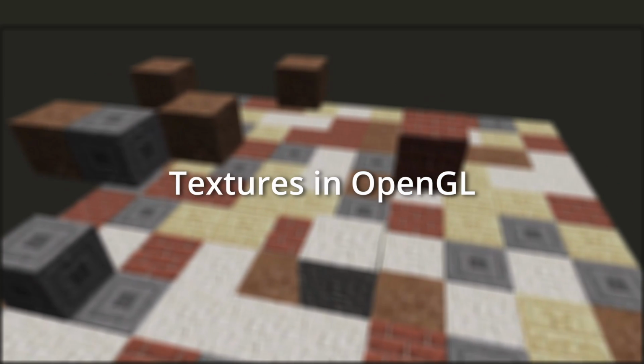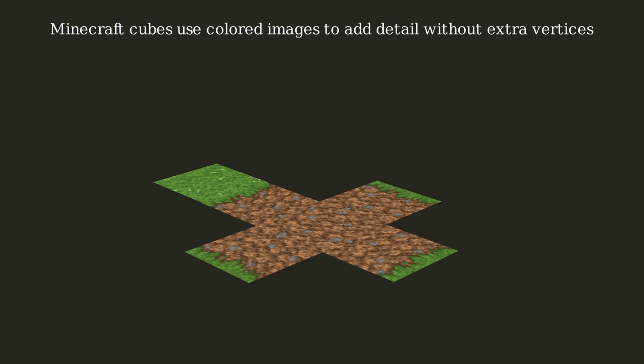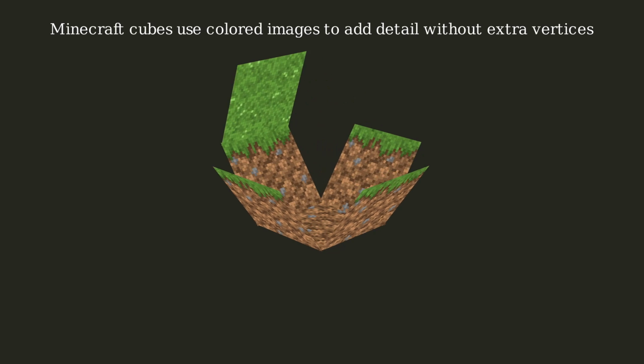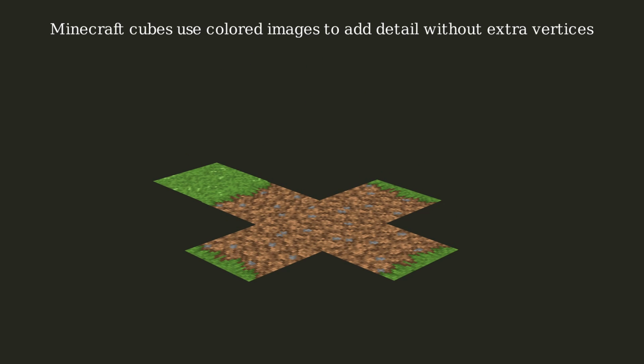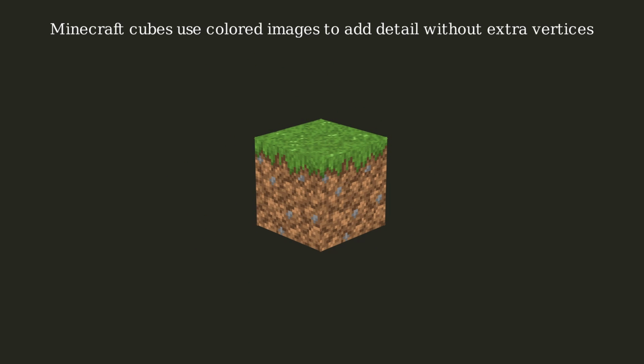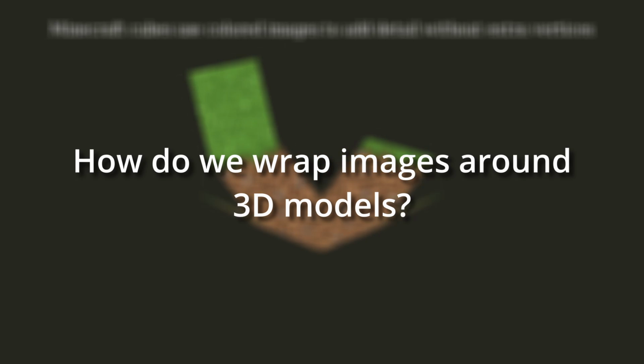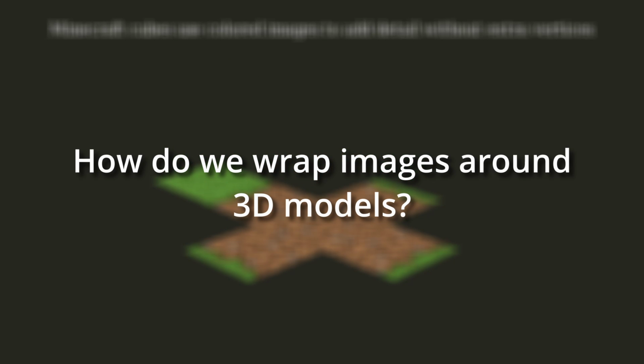It's clear by looking at Minecraft that they use images that are essentially wrapped around a cube to add detail. The color data in these images is one of the things we typically store in a texture. There are other use cases for textures, which we'll briefly look at, but what information do we need to wrap a texture around a cube? Let's take a look at the structure of a cube.